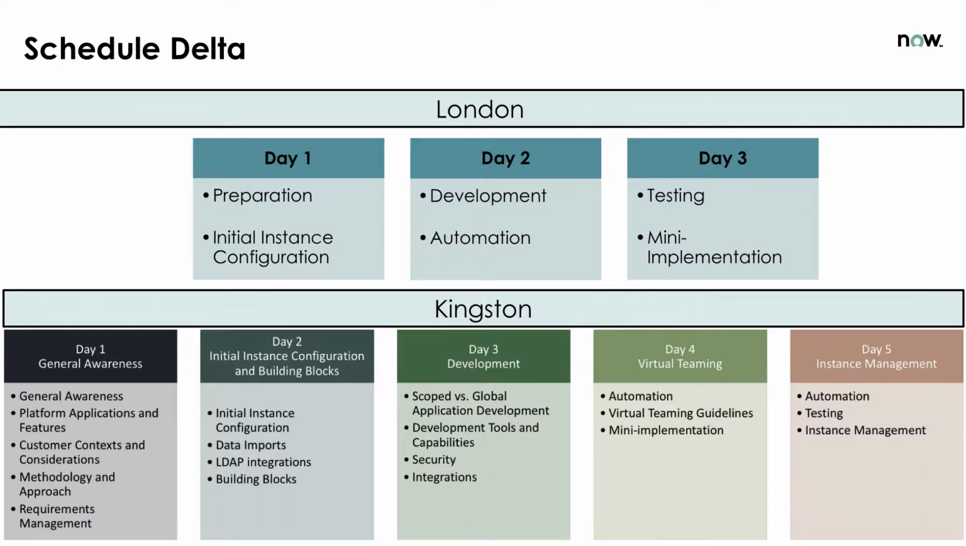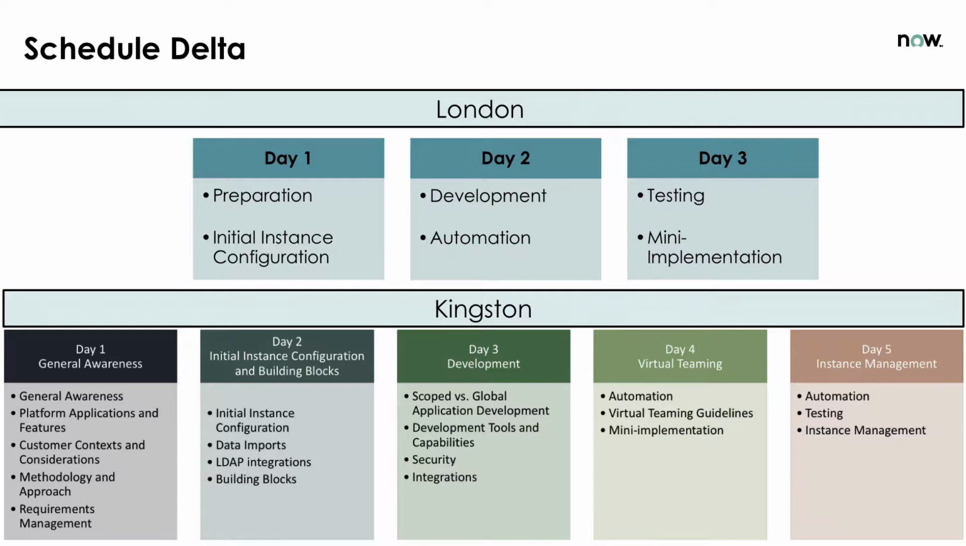In the new 3-day format for London, we've pretty much got everything morning, afternoon, morning, afternoon, morning, afternoon. We start out with preparation, where we essentially have all the content that was in day 1 of the 5-day version, as well as most of the day 2 content. So preparing for an engagement, and then the initial instance configuration. Day 2, we go into development in the morning, automation in the afternoon. Day 3 is testing in the morning, mini implementation in the afternoon.